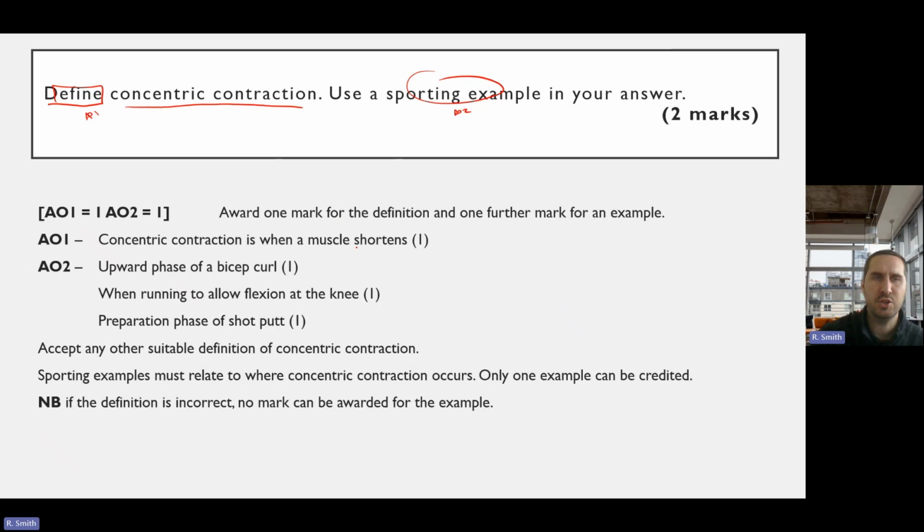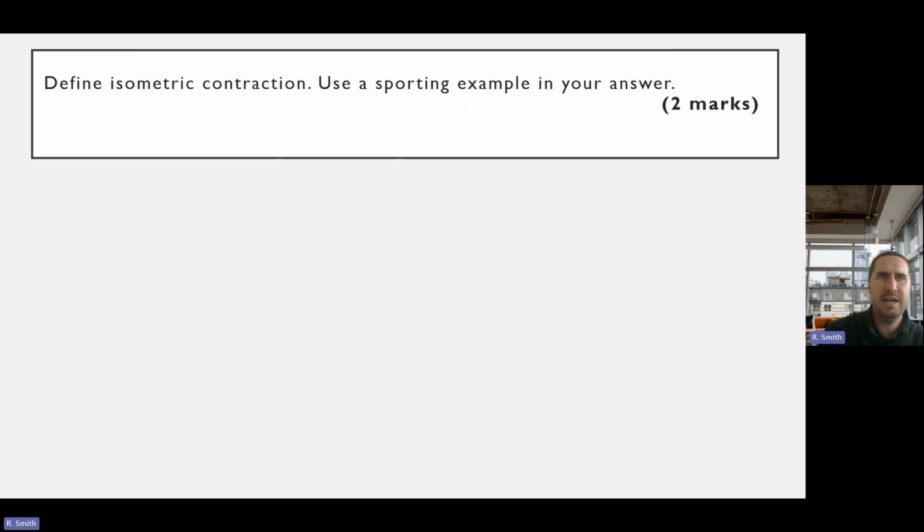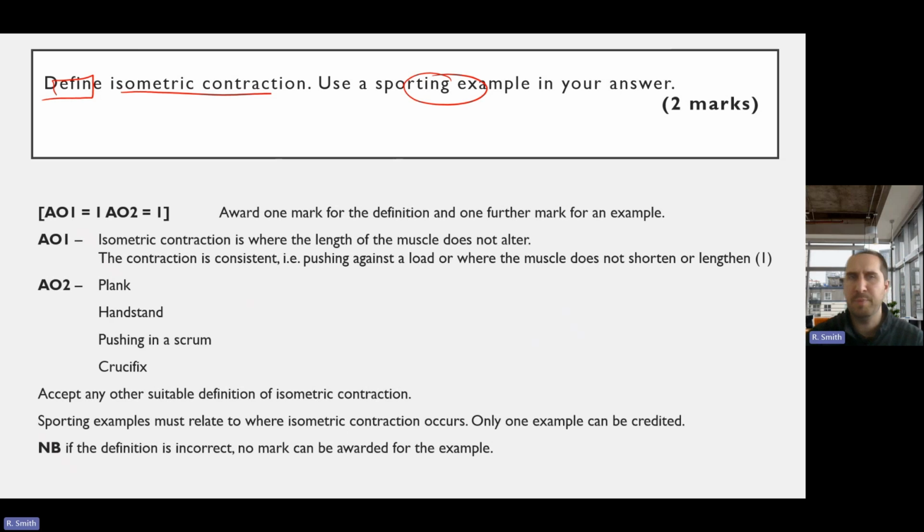It is changing length and it shortens, and we can give many examples here, such as striking a football during the execution phase, where there is extension at the knee. Try and be really specific with your examples. Here, again, we've got a definition of isometric. In this case, we know that the muscle does not change length, and give a sporting example. That sporting example could be the crucifix or plank, for example.